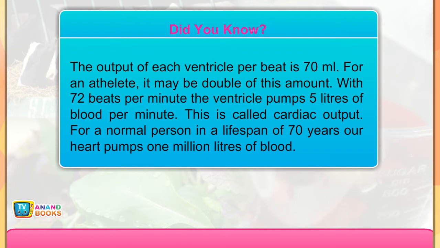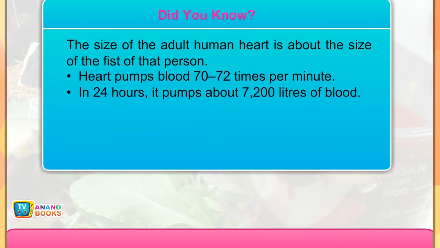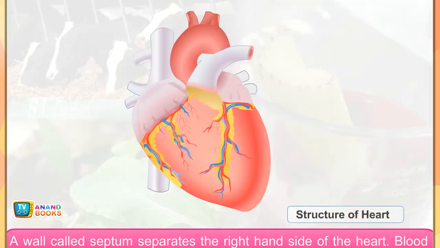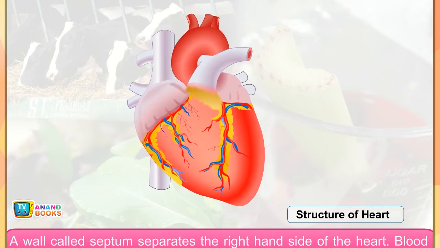For a normal person in a lifespan of 70 years, our heart pumps 1 million liters of blood. Did you know? The size of the adult human heart is about the size of the fist of that person. Heart pumps blood 70 to 72 times per minute. In 24 hours, it pumps about 7,200 liters of blood. The wall called septum separates the right and left sides of the heart.